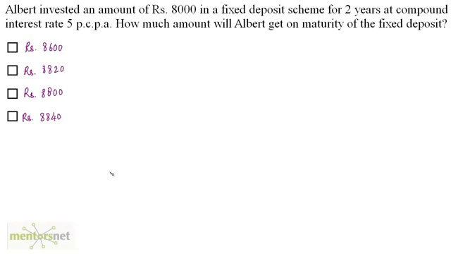Albert invested an amount of rupees 8,000 in a fixed deposit scheme for 2 years at compound interest rate 5% per annum. How much amount will Albert get on maturity of the fixed deposit?